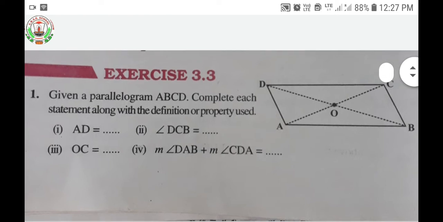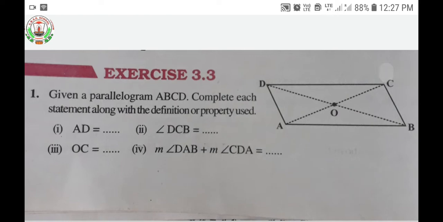Now the fourth property: the adjacent angles in a parallelogram are supplementary. Adjacent angles means angle A and angle B are adjacent to each other. In the same way, angle B and angle C are adjacent, then angle C and angle D, and angle D and angle A. That means four pairs of adjacent angles are present in a parallelogram, and each pair is supplementary. It means the sum is 180 degrees, like angle A plus angle B will be equal to 180 degrees. In the same way, angle B plus angle C will be equal to 180 degrees.